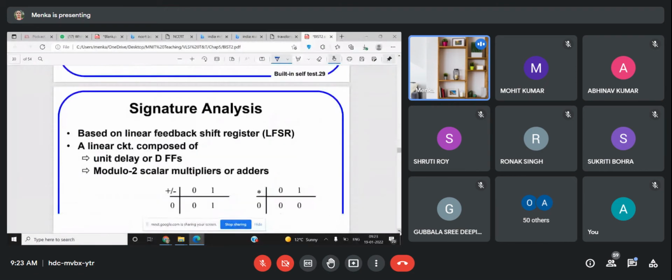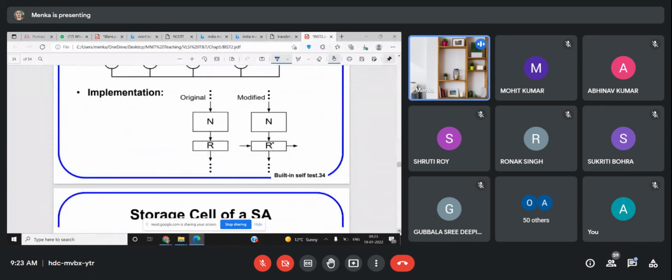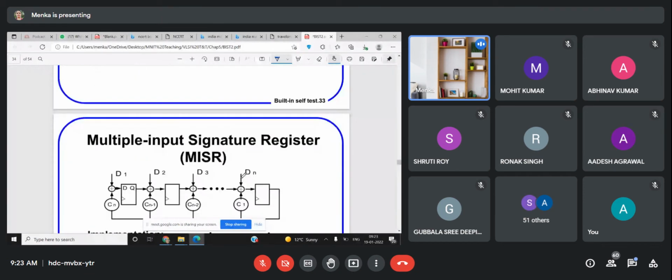So now let's go to the next topic. The next topic is multiple input signature register. All the chapters we are discussing as part of unit number 5 are given from chapters 9, 10, 11, like that. In those chapters, all these things are given in your book. So please go through those chapters to understand in a little more detail, and to check more examples related to this.